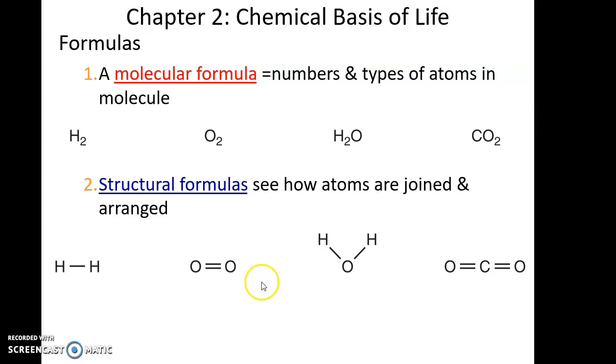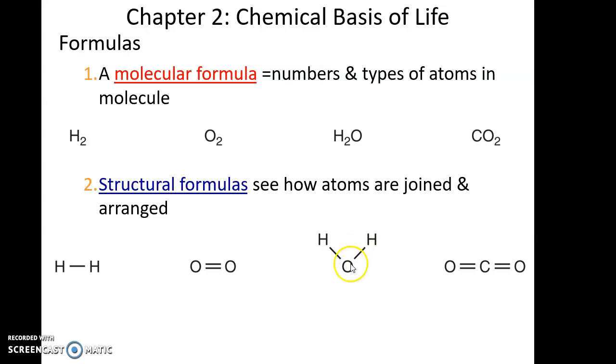All right, structure formulas are another way to show molecular formulas, but to give an idea of how the atoms are arranged and joined. So molecular hydrogen, one little line here says it's a single covalent bond. Molecular oxygen, two little lines here means it's a double bond. So a covalent bond with double bond, two electrons are being shared. Water can be shown this way.